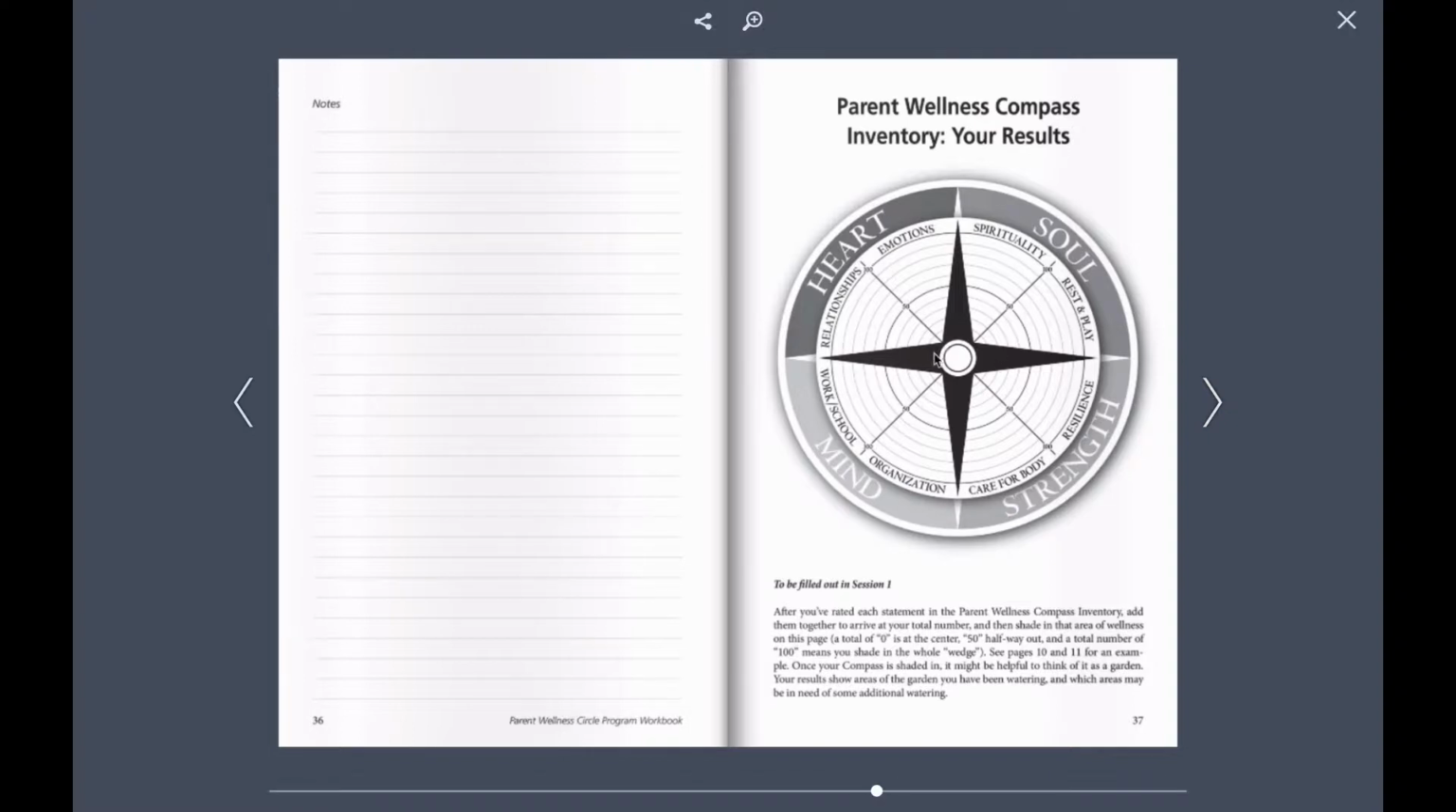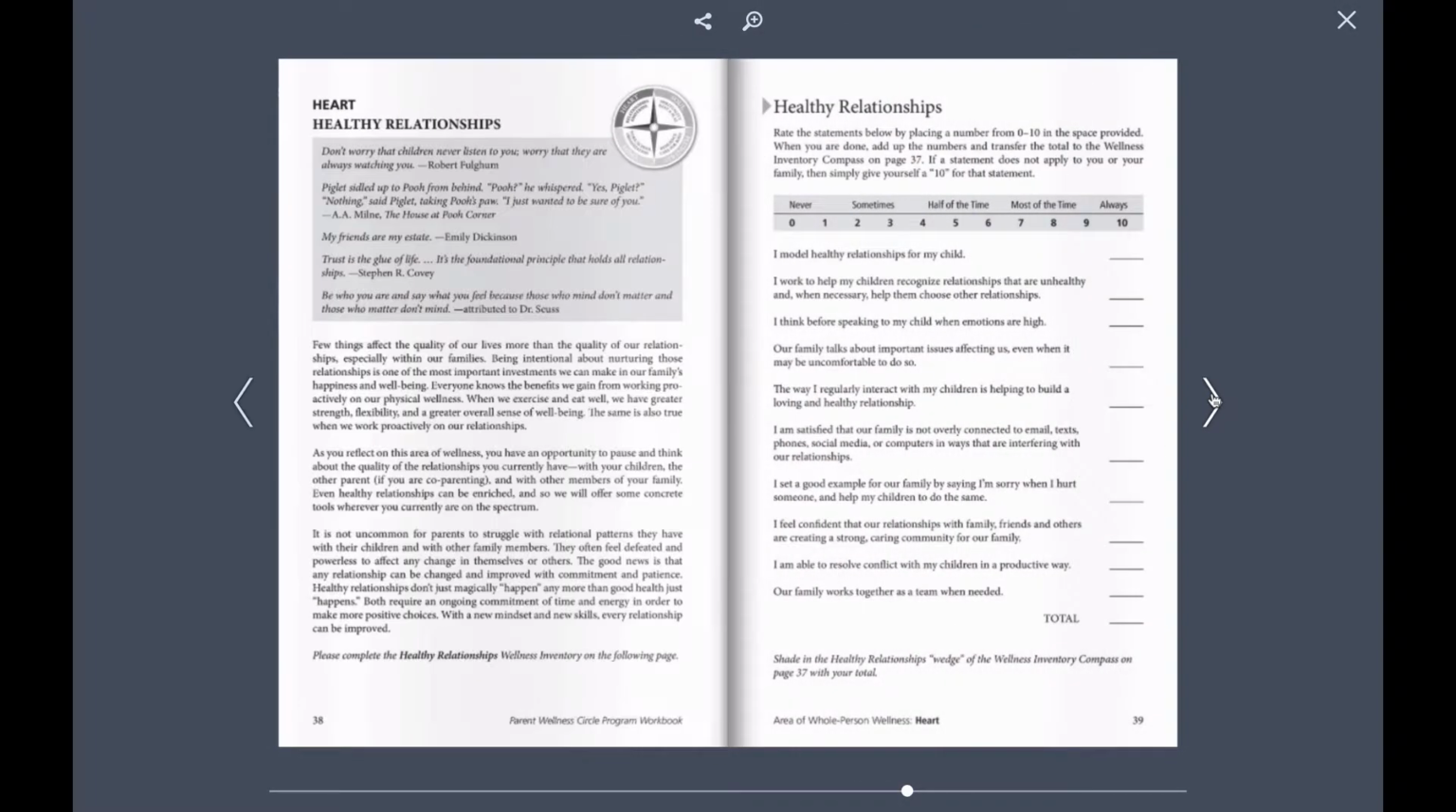This is the actual start of the inventory. This is actually the compass that they will shade in. This is the compass they will shade in on page 37 of their book. And how do they know how to shade it in? Well, that's based on the completion of this inventory. So the 8 areas of the compass are what follow.